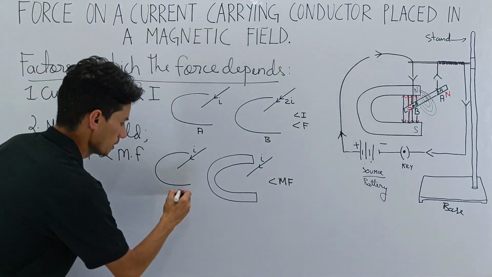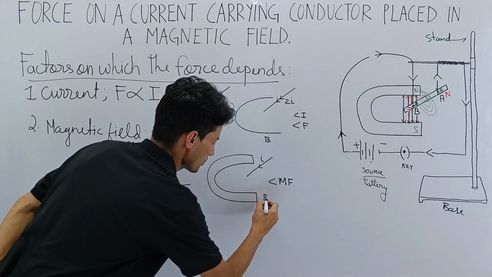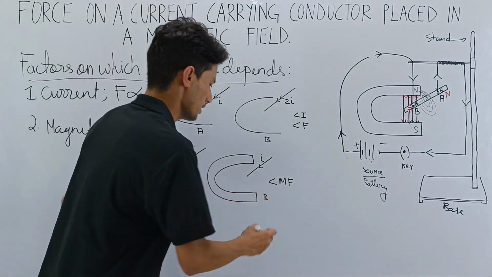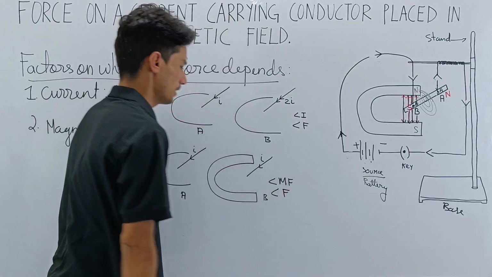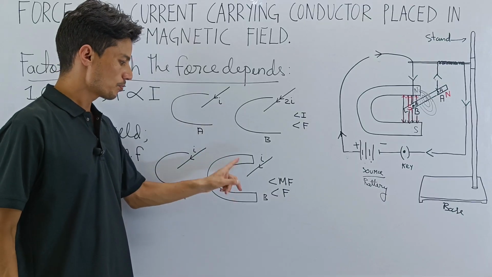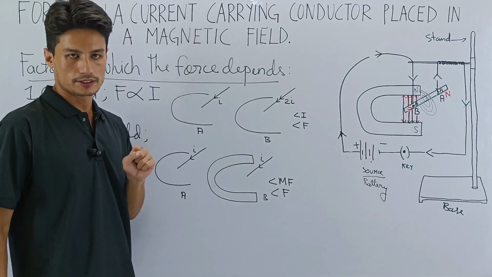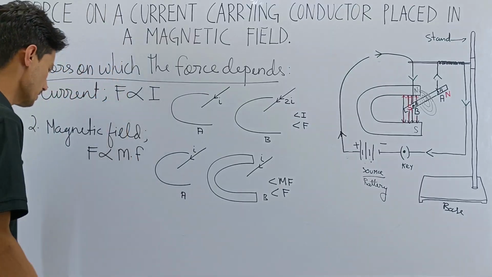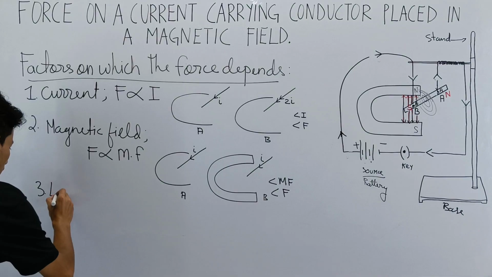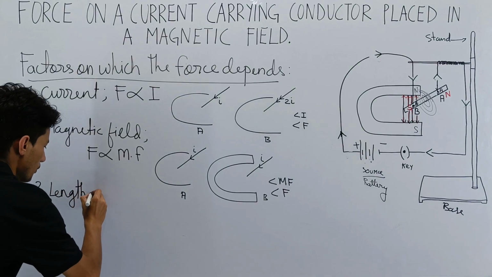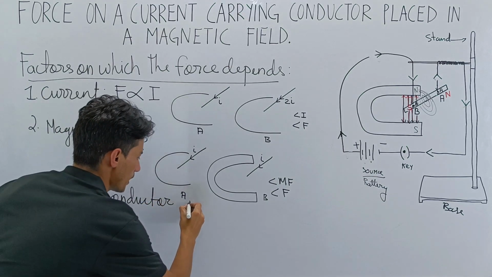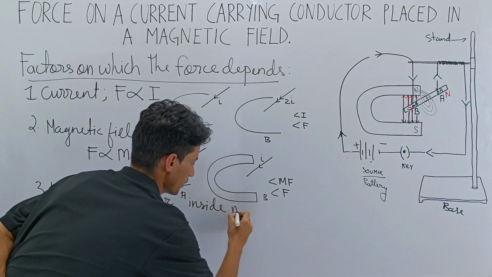So if I ask you again, in which case, A or case B, will the force be more? Then your answer should be, it will be more in case B. So greater force again because the magnetic field is more. Bringing a stronger magnet will produce more magnetic field, more magnetic field lines, thereby the deflection will be stronger. Now let's move to the third point, which is the length of conductor inside magnetic field.